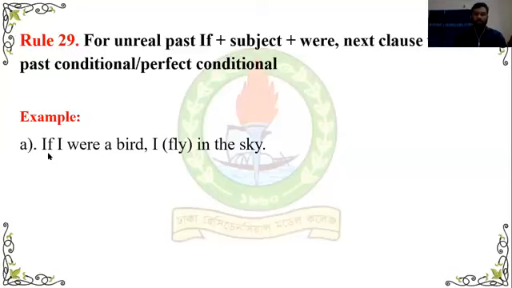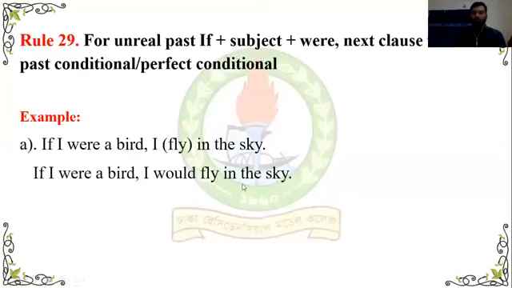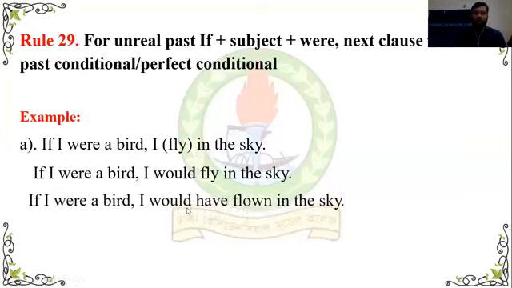Unreal past. Here you see, if I were a bird. Okay, if I were a bird, it was not possible for me to be a bird, and still it is not possible for me to be a bird. So that's why it is completely unreal. So we can use "I would fly in the sky" or "I would have flown in the sky" after this unreal past.